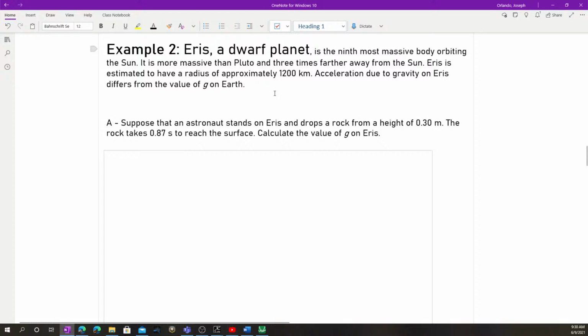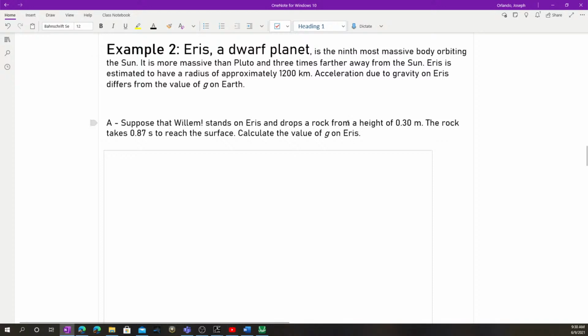So, I want you to imagine that an astronaut, what a boring thing to say there, when I could have said, Willem, stands on Eris and drops a rock from the height of 0.30 meters. The rock takes 0.87 seconds to reach the surface. Calculate the value of g on Eris.